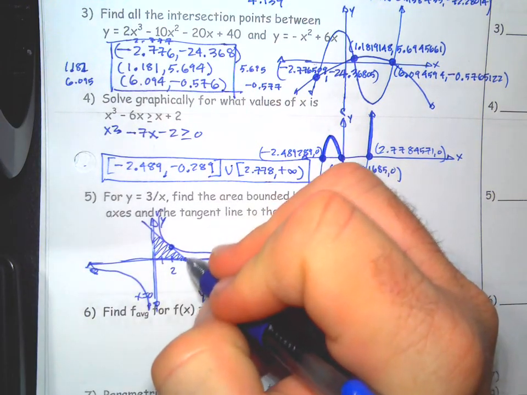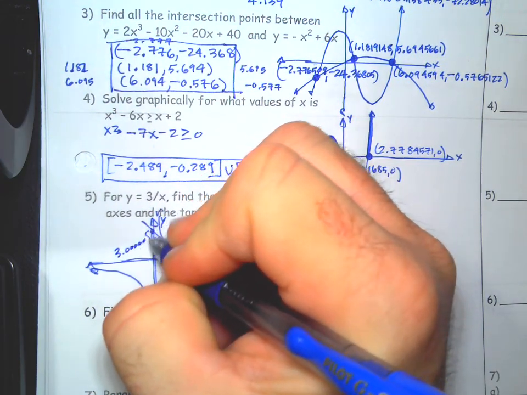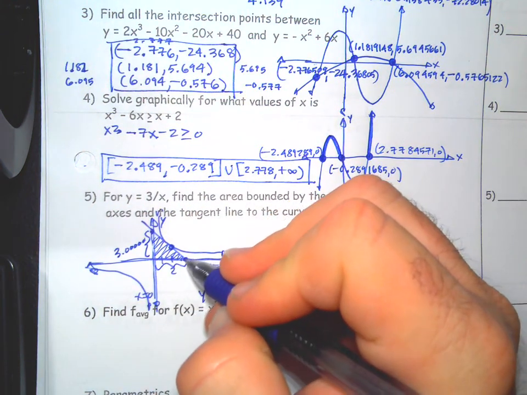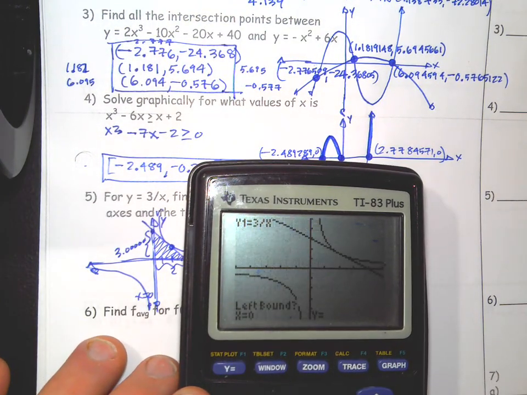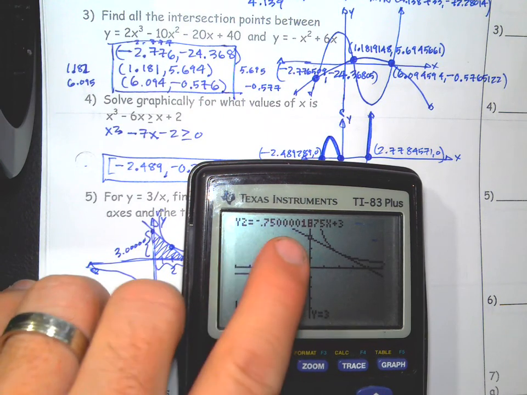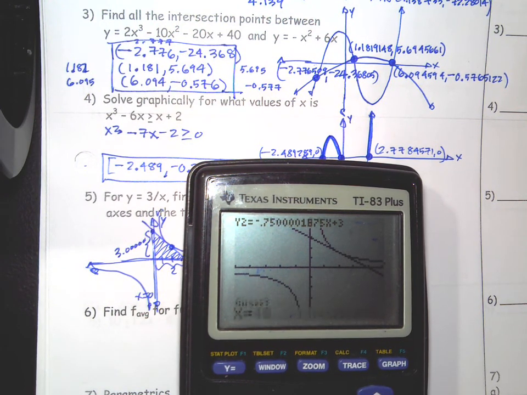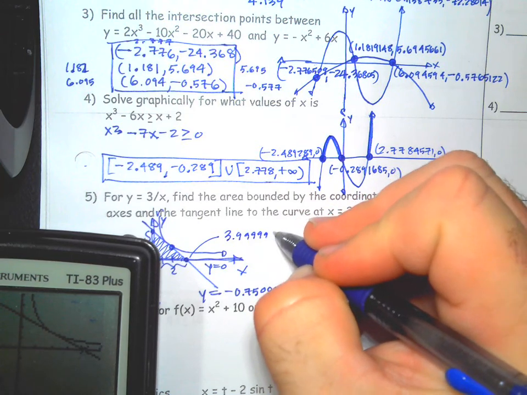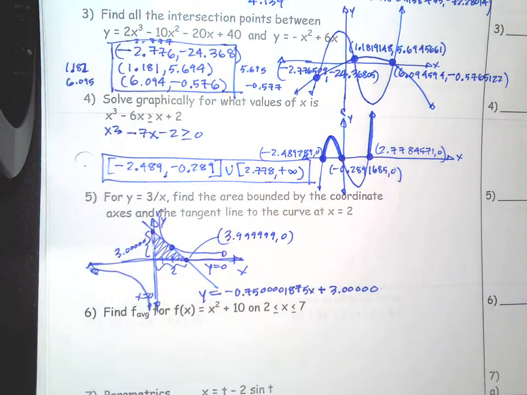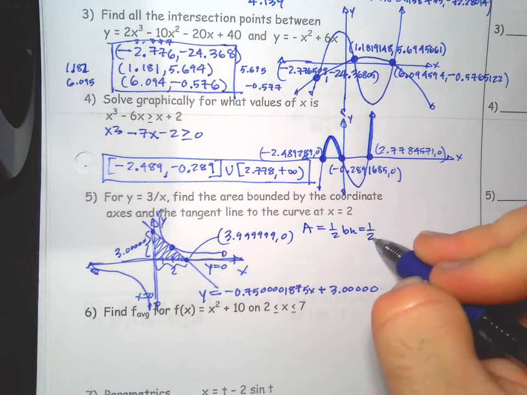You know, there's a couple ways we can do this. You've got to find the height right here, that's 3.00000, right? And you've got to find this x coordinate. You can do that on here. You can say second calc, 0. Now, you don't want the x coordinate of this, you want the x coordinate of that line. So up or down. You've got to tell it where to look for it. It looks like it's around 4, so I'm going to say 3 to 5, guess 4. And it tells me that it is 3.999999.